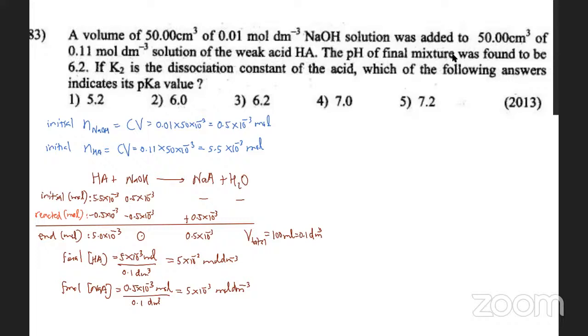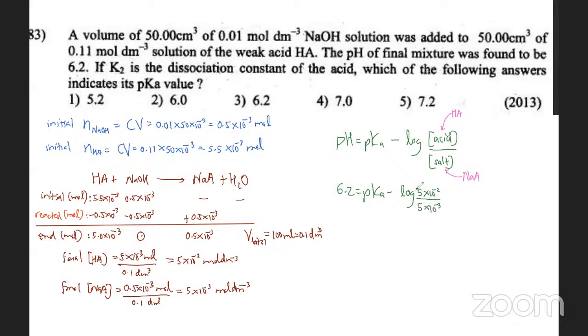Then we have to go back to Henderson's equation as usual. pH is equal to pKa, which we are supposed to find out, minus log of concentration of acid over concentration of salt. The acid is the remaining amount of HA, and by salt, they mean the remaining amount of NaA. The final pH is 6.2. So 6.2 equals pKa, which we do not know, minus log of 5 times 10 to the power minus 2 over 5 times 10 to the power minus 3.